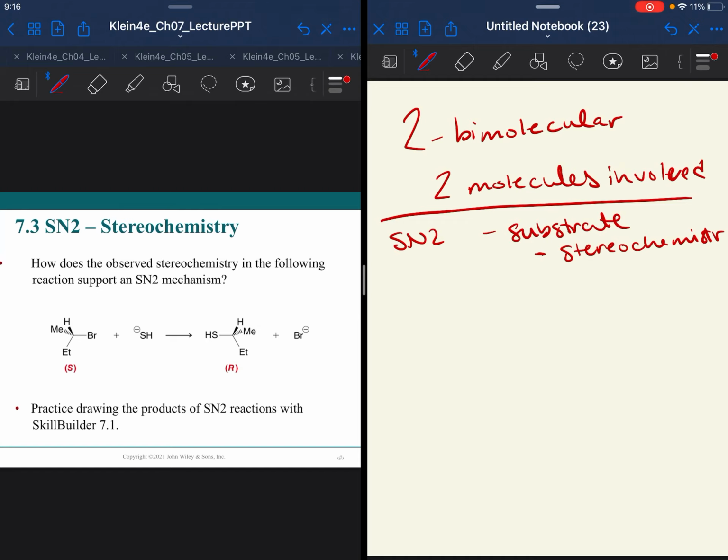It's very important to stay organized in Chapter 7 because we have 4 mechanisms that we're going to discuss: SN2, SN1, E2, and E1. And there are going to be issues with the substrate, the reagent, and solvent for all of them. So we want to stay very organized. So the first topic we are going to tackle here with the substrate is stereochemistry.